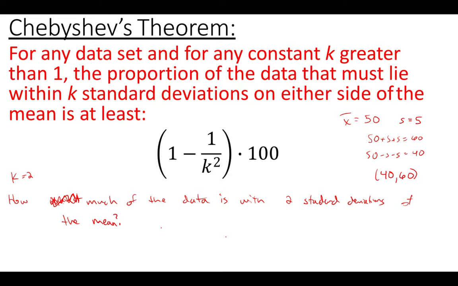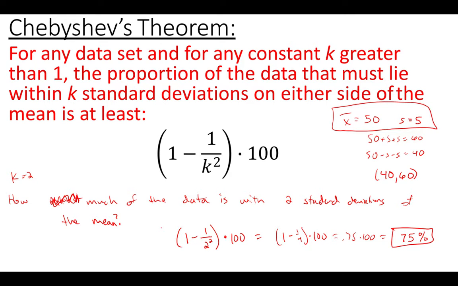So what you do is use this little formula, 1 minus 1 over k squared, where 2 is our k, because we're 2 standard deviations of the mean, times 100. And what we end up with is 1 minus 1/4 times 100. Well, that's equivalent to 0.75 times 100, which is 75%. So we can say that if we had some study and the mean was 50 and the standard deviation was 5, we could say that 75% of the data is within the interval 40 to 60.